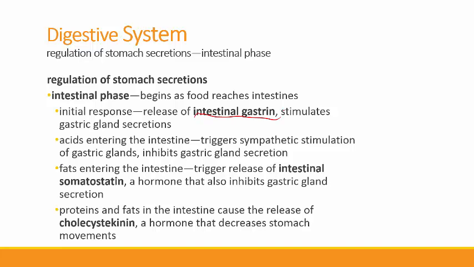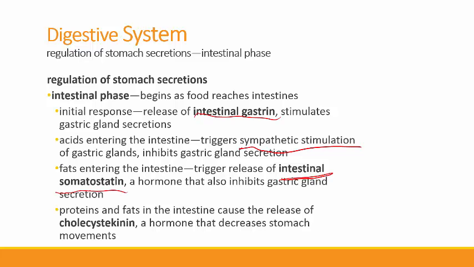But as the acidic material enters the intestine, then we see sympathetic stimulation of the gastric glands, which shuts down their production. So we see complete inhibition of the gastric glands. Fats entering the intestine trigger the release of intestinal somatostatin, which also provides feedback on the gastric glands and slows them down. So between the sympathetic stimulation and the production of somatostatin from the intestines, we see the gastric glands shut down.